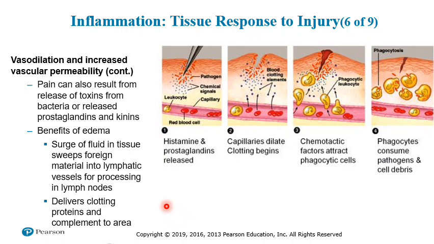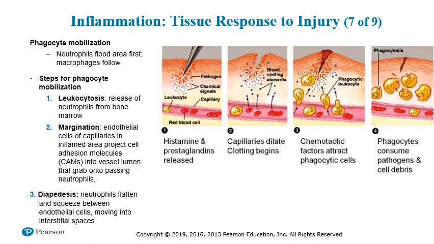Is there any benefit to the edema? Yes. The surge of fluid in the tissue would sweep foreign materials into the lymphatic vessels for processing in the lymph nodes. They will carry with them some of the microorganisms, but when they get into the lymph nodes, those microorganisms will be killed by the resident white blood cells of the lymph nodes. And of course, they also will be delivering clotting proteins and complement proteins to the area. Phagocytes will now go and eat them.